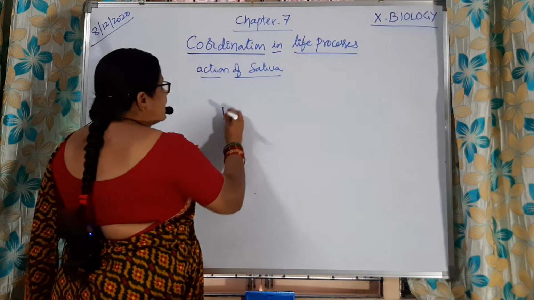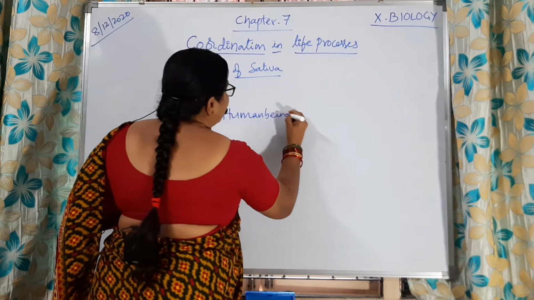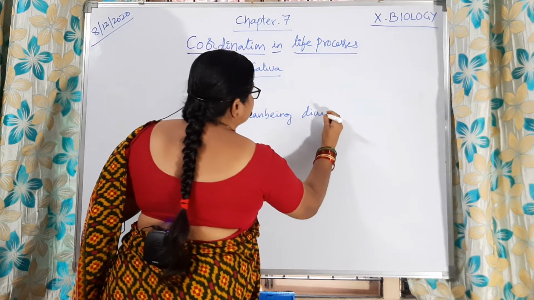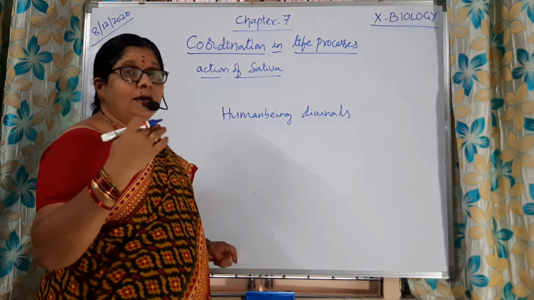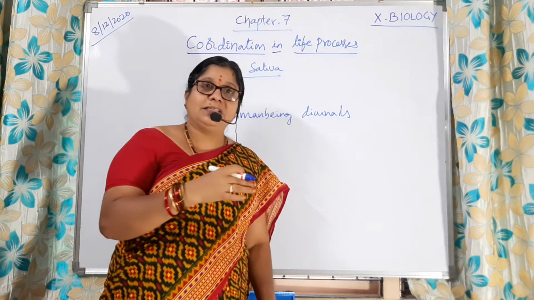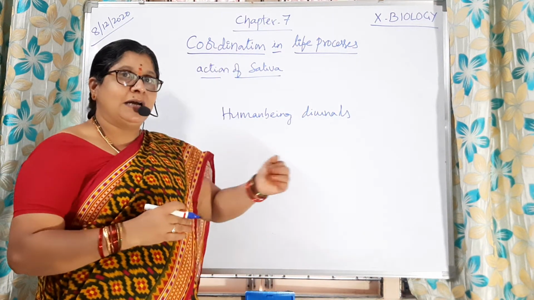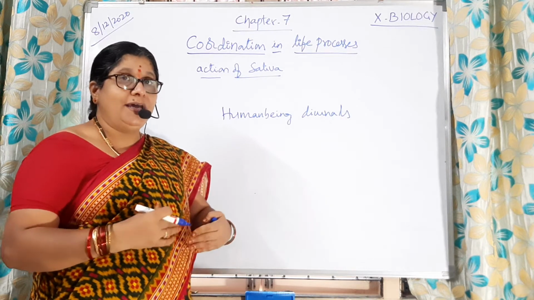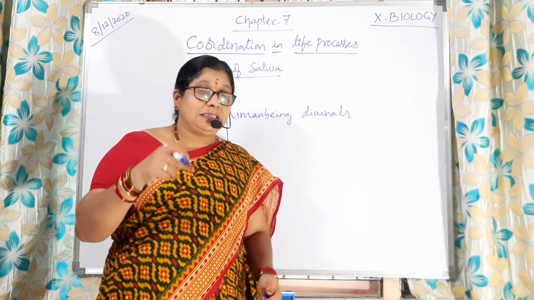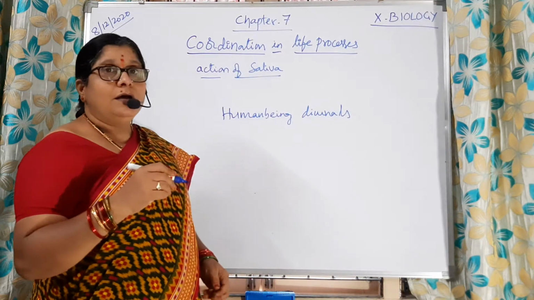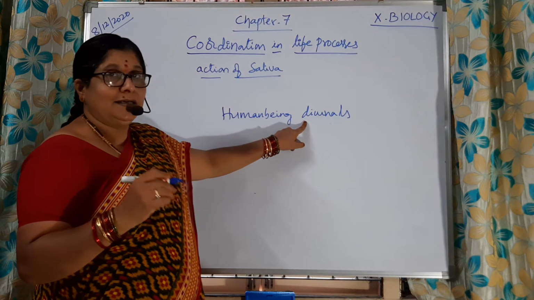So human beings are said to be diurnals, meaning active during daytime, whereas some animals, like bats and cockroaches, are nocturnal, active at night time. All the activities of their body function actively at night time, whereas in human beings we are active in the daytime. So that's why we are called diurnals. Is it clear to you?